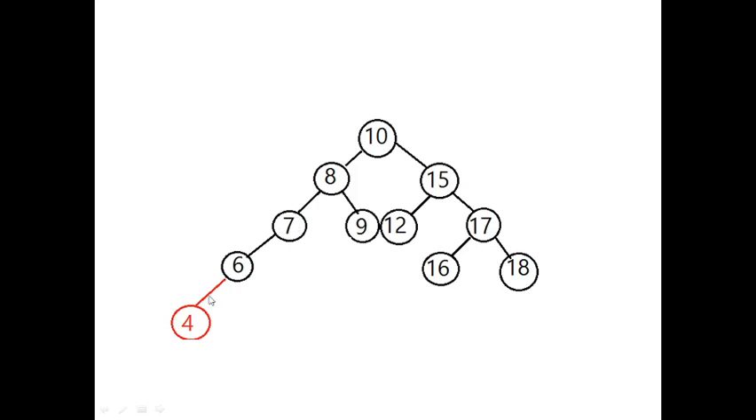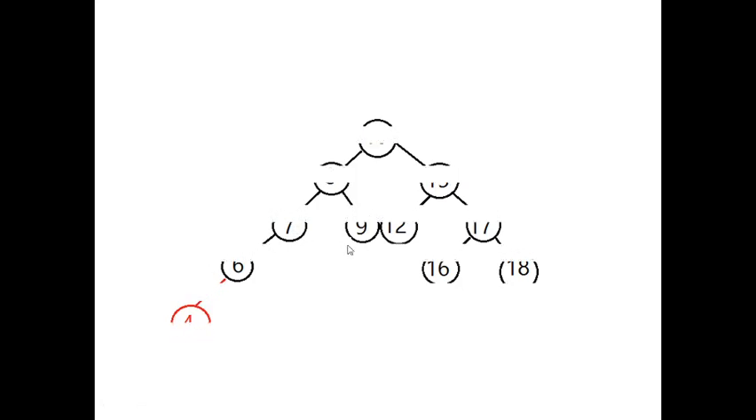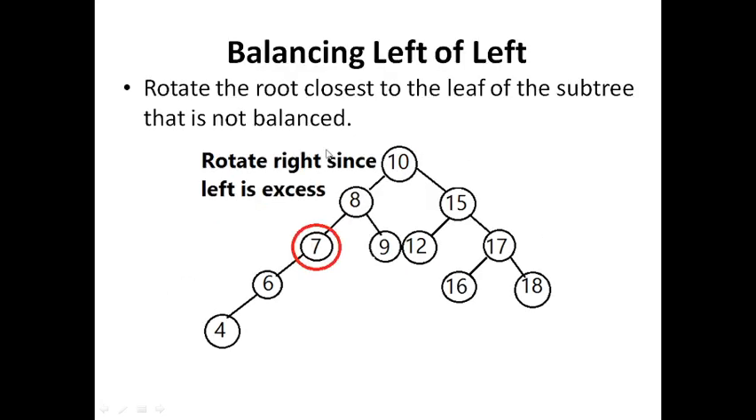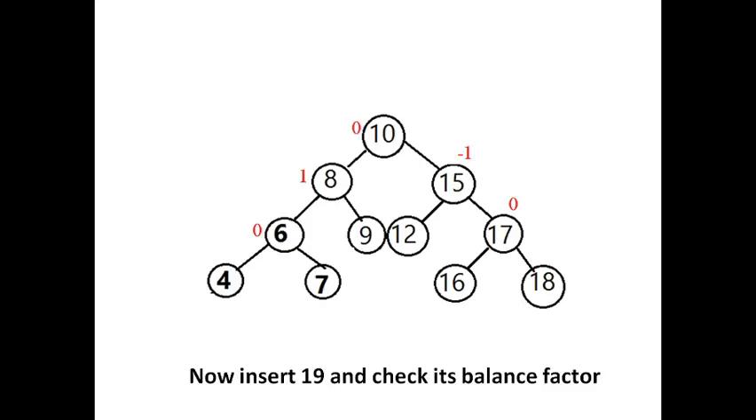What we have to do is rotate this. Even though 8 is also not balanced, we should only try to solve it at this level, because if you solve it here, 8 might automatically be resolved. So we are going to deal with 7. So rotate right, because it's now a left of left problem, so it becomes like this.